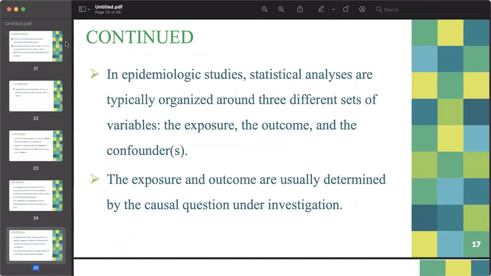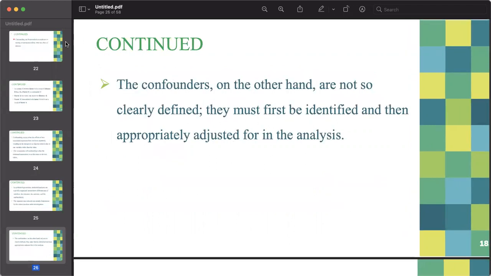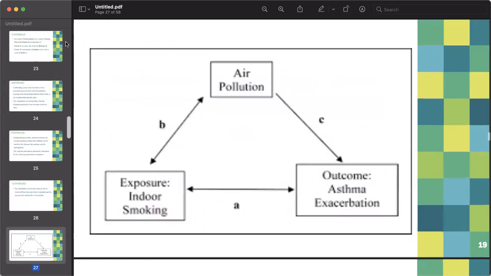In epidemiological studies, statistical analyses are typically organized around different sets of variables: the exposure, the outcome, and the confounders. The exposure and outcome are usually determined by the causal question under investigation. The confounders, on the other hand, are not so clearly defined. They must first be identified and then appropriately adjusted for in the analysis. For example: air pollution, exposure; indoor smoking, outcome; asthma exacerbation.